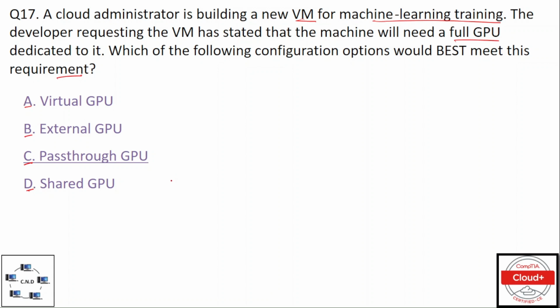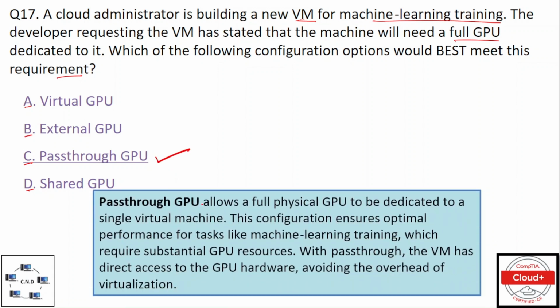And the correct option is option C, pass-through GPU. So pass-through GPU allows a full physical GPU to be dedicated to a single virtual machine. This configuration ensures optimal performance for tasks like machine learning training, which requires substantial GPU resources. With pass-through, the VM has direct access to the GPU hardware, avoiding the overhead of virtualization.